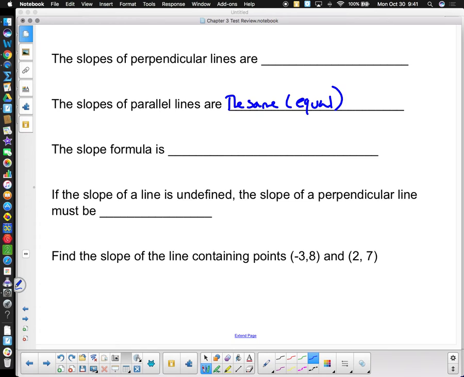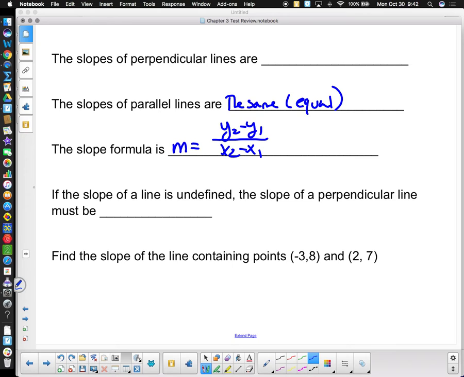How about the slope formula? Is m equals what? Yep. y2 minus y1 over x2 minus x1. That's the basic slope formula. It's not y equals mx. It's not slope-intercept form I'm asking for there. Although that could show up in the test. That would be y equals mx plus b. But in this case, it's m equals y2 minus y1 over x2 minus x1.